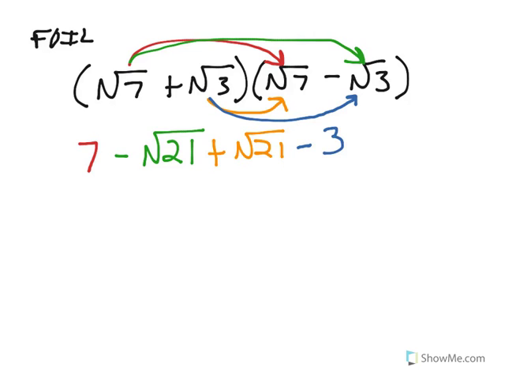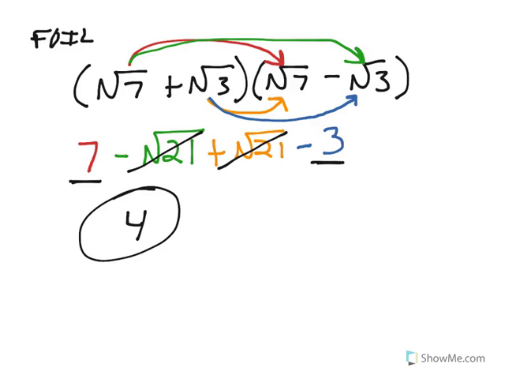Now we combine our like terms. 7 minus 3 is 4. And square root 21 plus square root 21 cancels out. Final answer is 4.